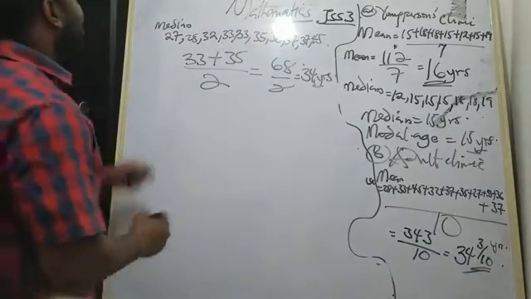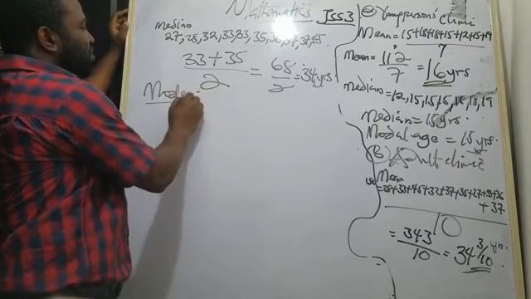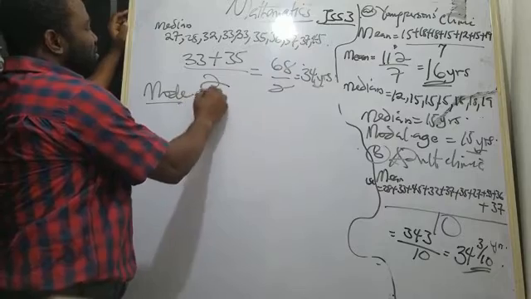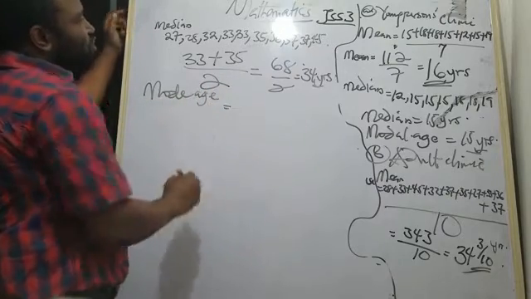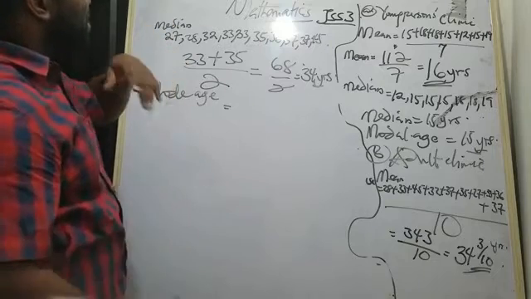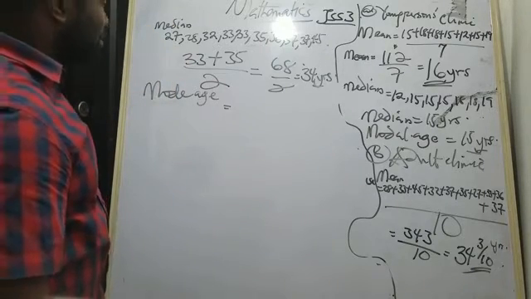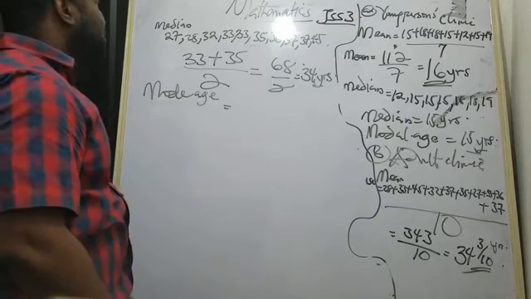Now, you have the mode, the modal age. Which one occurs the most among these ones here? Which one occurs the most among these?